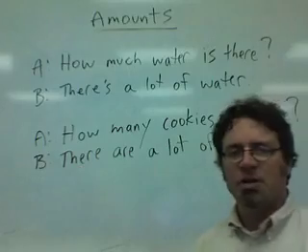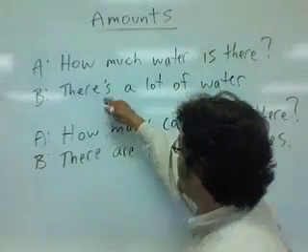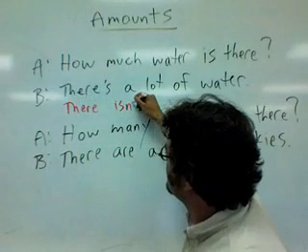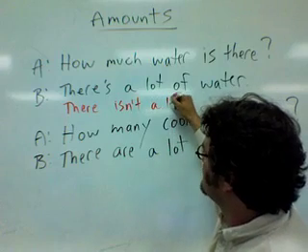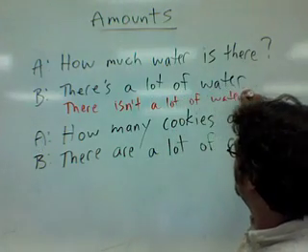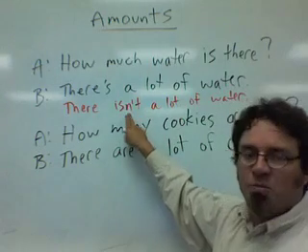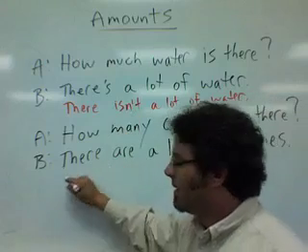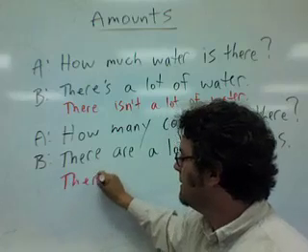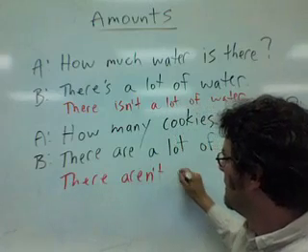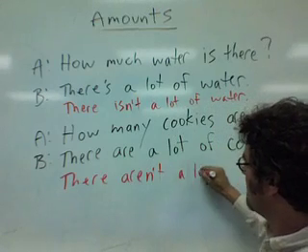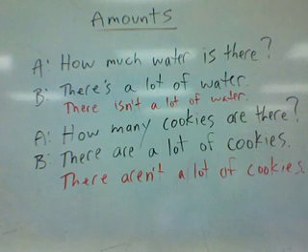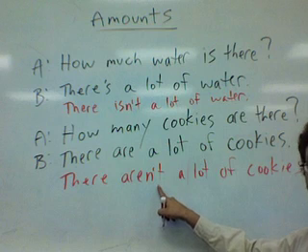If it's negative in each case, how much water is there? There isn't a lot of water. This is for a small amount. And if it's negative for a count noun, then you say there aren't a lot of cookies. For a small amount, there aren't a lot of cookies.